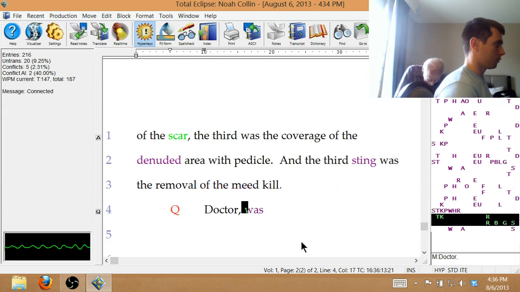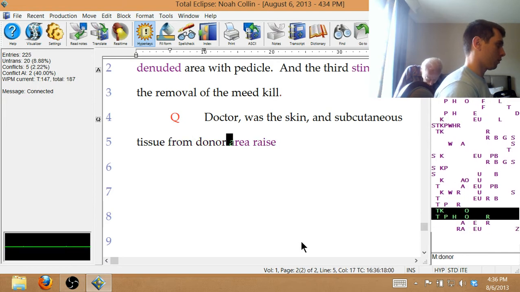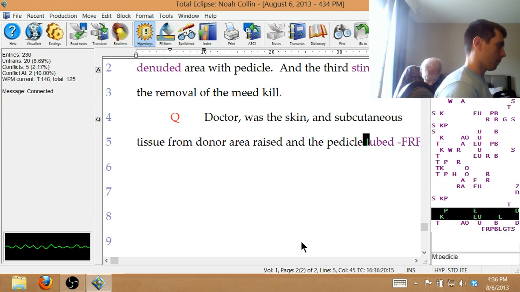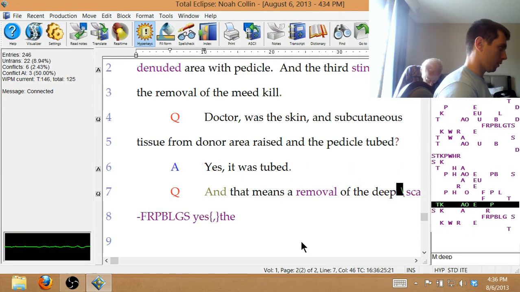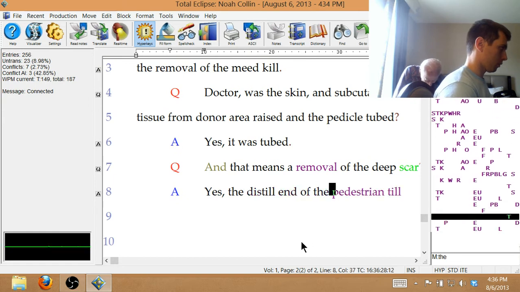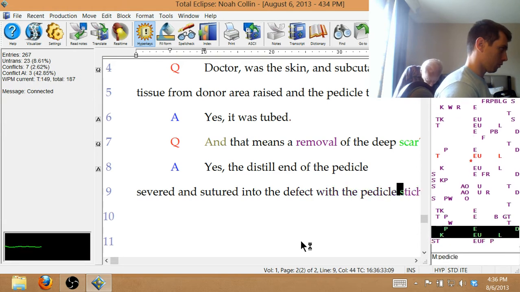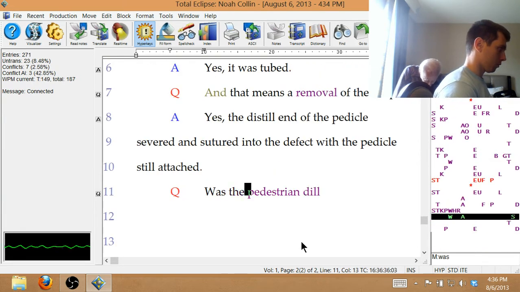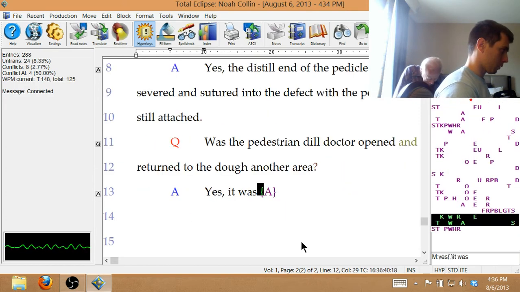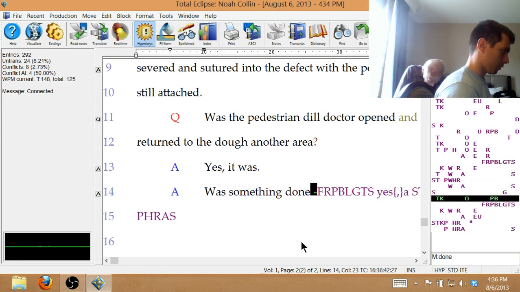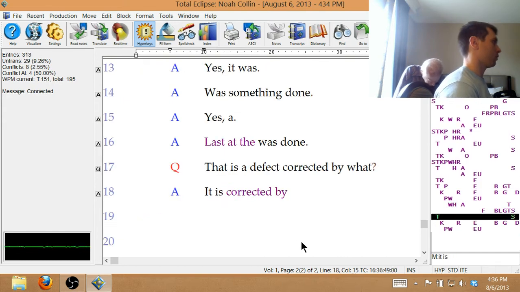Doctor, was the skin and subcutaneous tissue from donor area raised and the pedicle tubed? Yes, it was tubed. And that means a removal of the deep scar? Yes, the distal end of the pedicle severed and sutured into the defect with the pedicle still attached. Was the pedicle, doctor, opened and returned to the donor area? Yes, it was. And was something done? Yes, a Z-plasty was done. That is a defect corrected by what? It is corrected by using sliding flaps of skin.